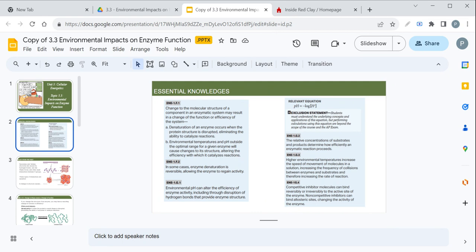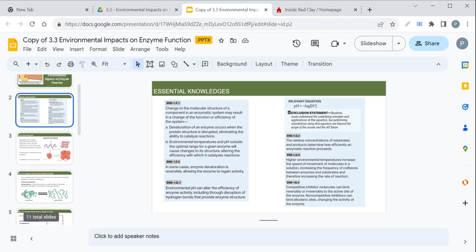So that's all the stuff in there. There is a relevant equation, the pH equals minus log of the hydrogen ion concentration. I'm going to be honest with you, I've never seen this show up anywhere. I'm not going to spend that much time on that.